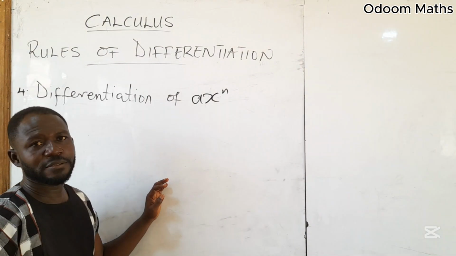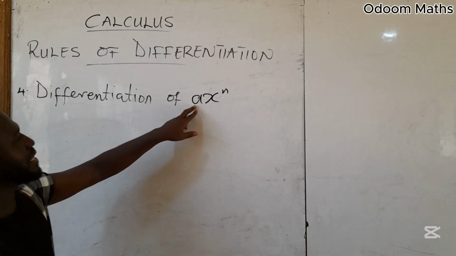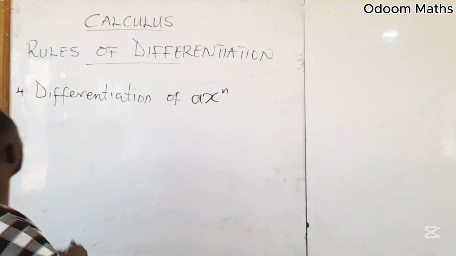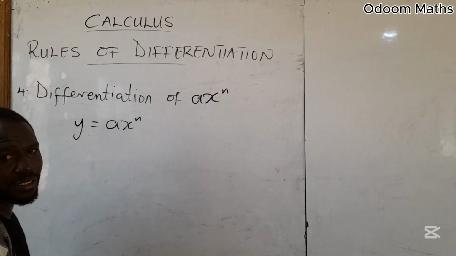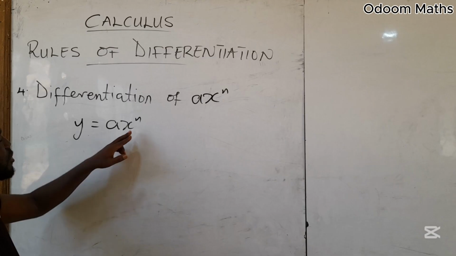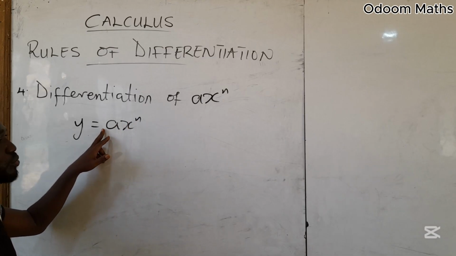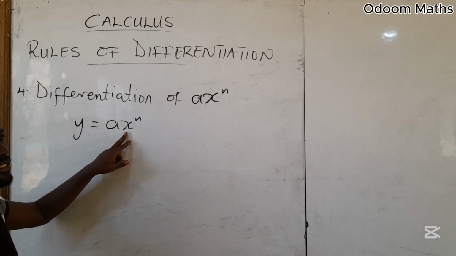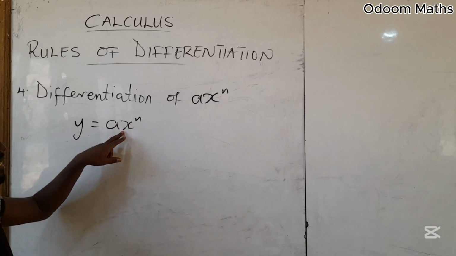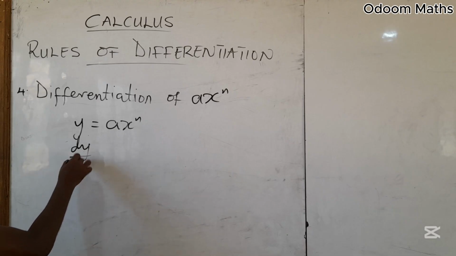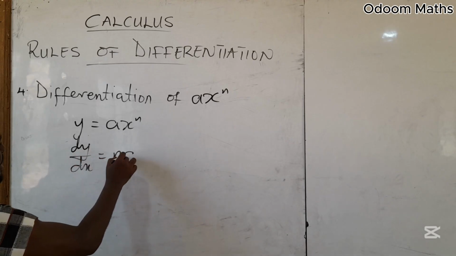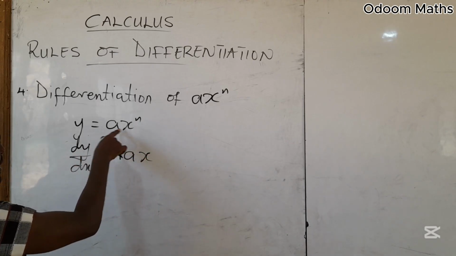So now let's look at differentiation of ax to the power n. If y is equal to ax to the power n, we need to multiply n by a and then x. So we are going to get nax. Then we subtract 1 from this n. So dy/dx becomes nax, that is n times ax.